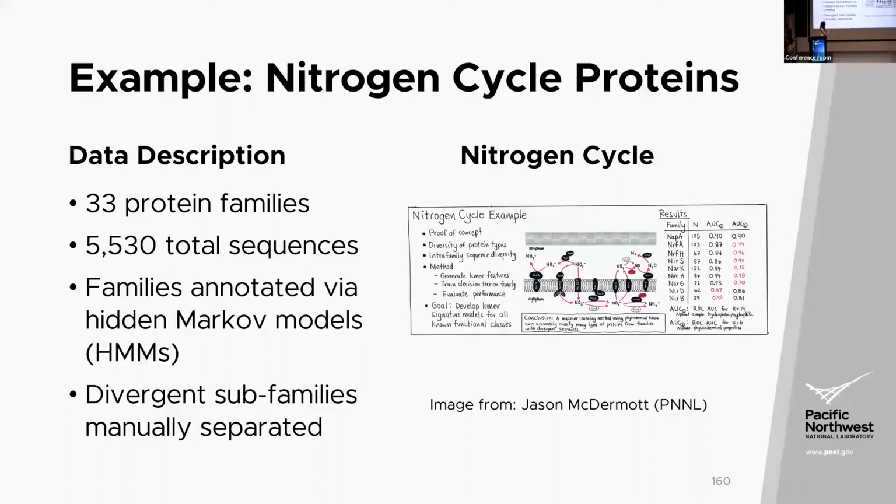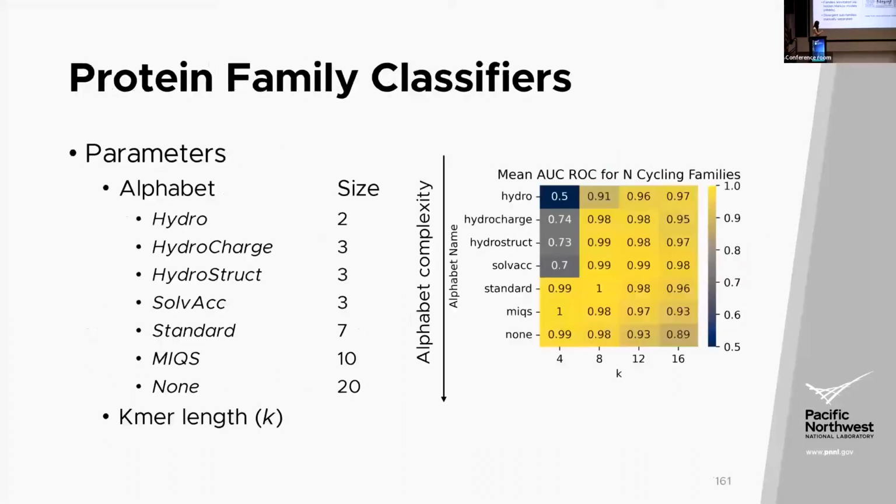It's a little small, I apologize, but essentially each of these families is involved in certain steps in the nitrogen cycle. And this is actually illustrated by Jason McDermott here at PNNL. So we ran Snekmer model mode across 6 recoding alphabet schemes, as well as once with no recoding scheme, just all the amino acids, and varied K in order to evaluate the performance of the resulting classifiers.